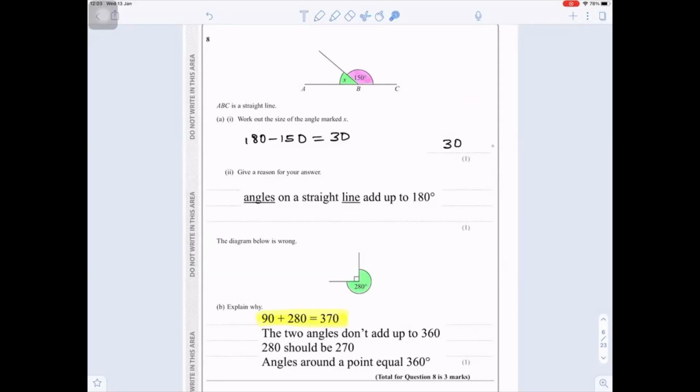30 degrees, angles on a straight line add up to 180 degrees. And the two angles don't add up to 360 degrees. Angles around a point equal 360 degrees.